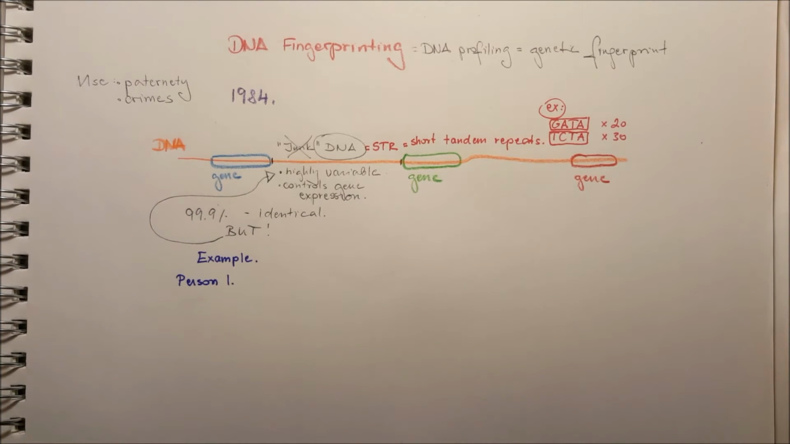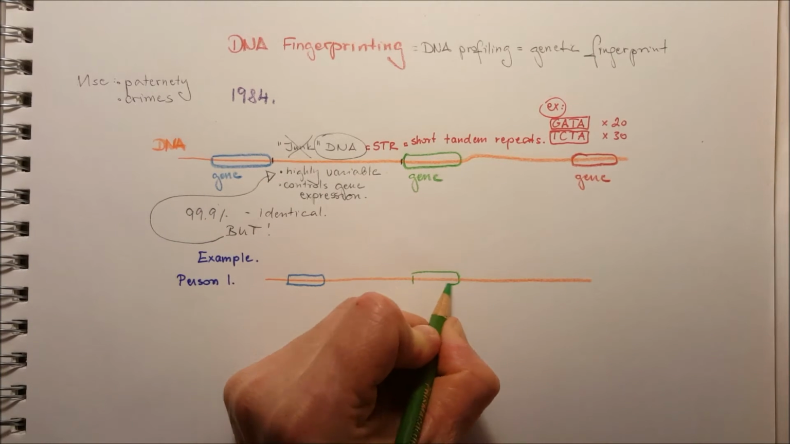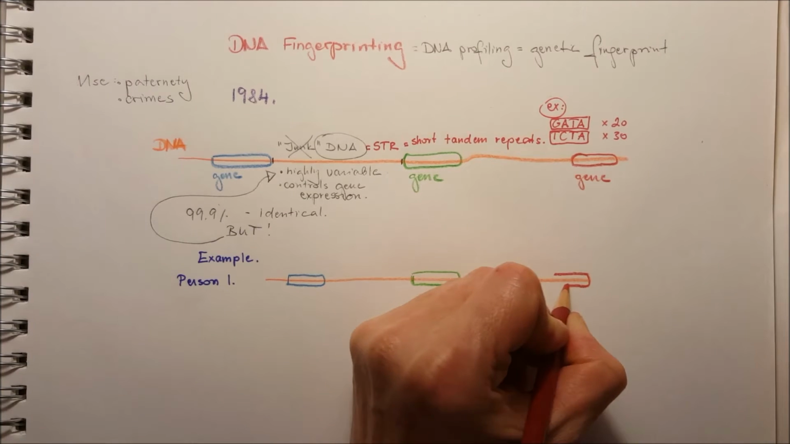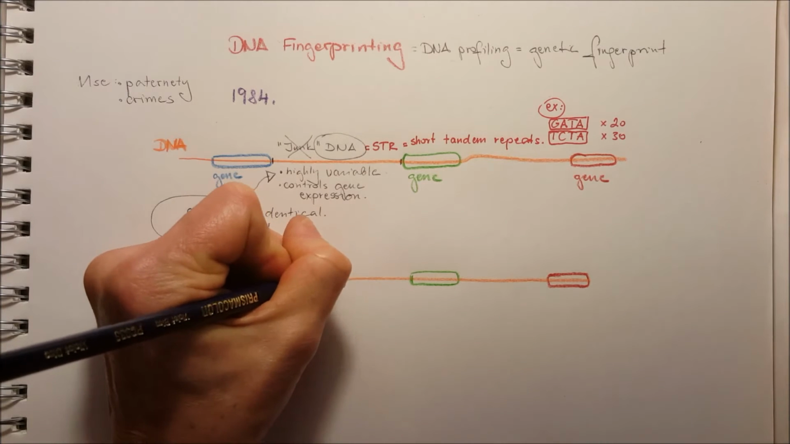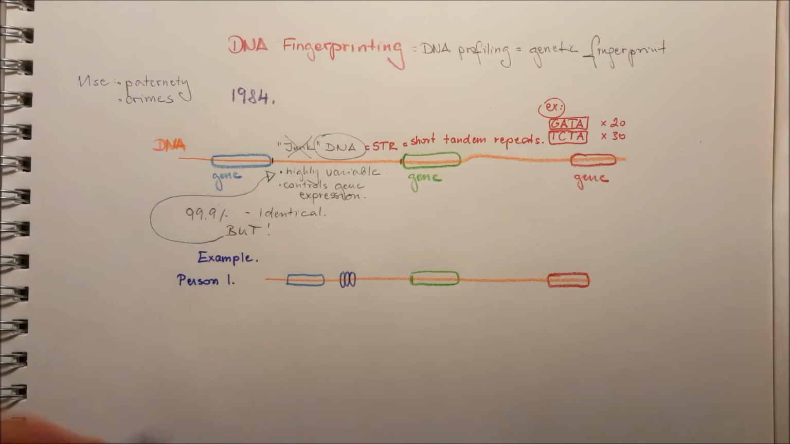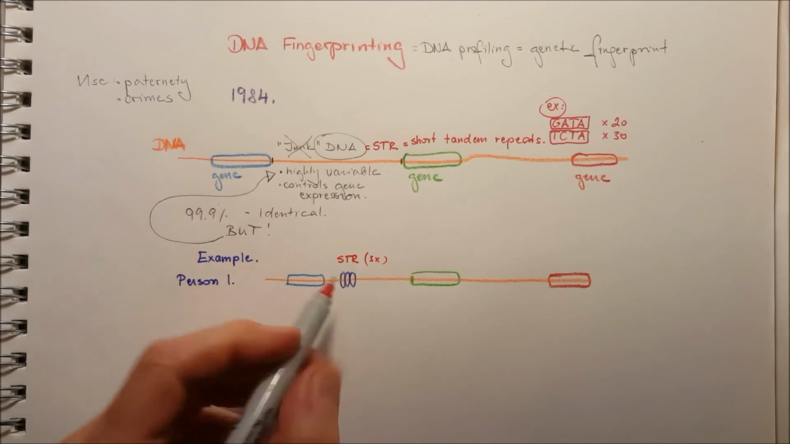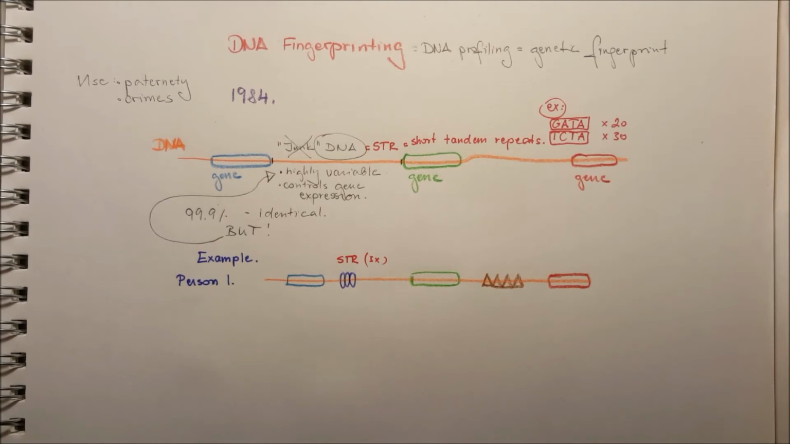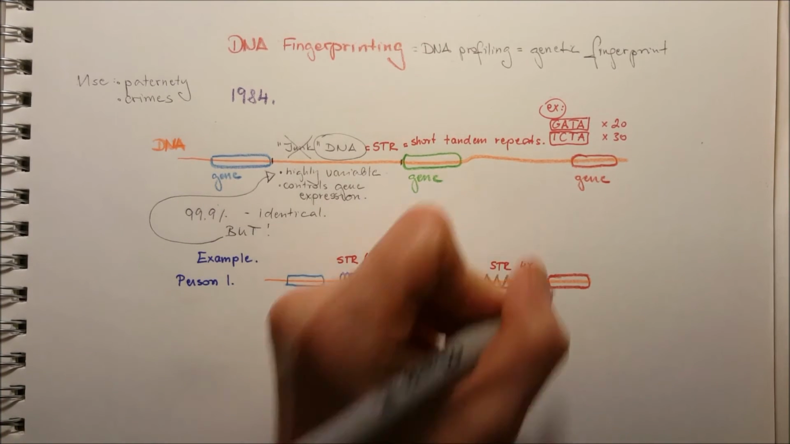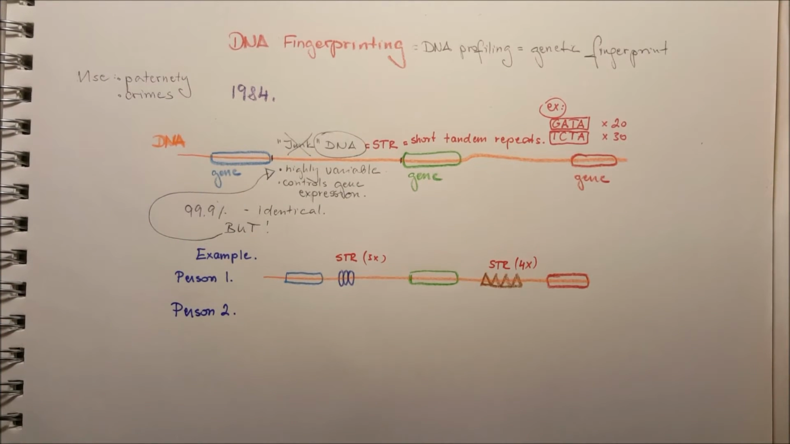Now, let's check the example. Person 1, linear DNA. We have 3 genes on the DNA that code for different proteins, and between the blue and the green genes we have STRs. For example, we have 3 STRs over there. So the length of the STR is 3 times 4, which is 12 nucleotides. Now, the STR between the green and the red genes might be, for that person, 4 STRs.